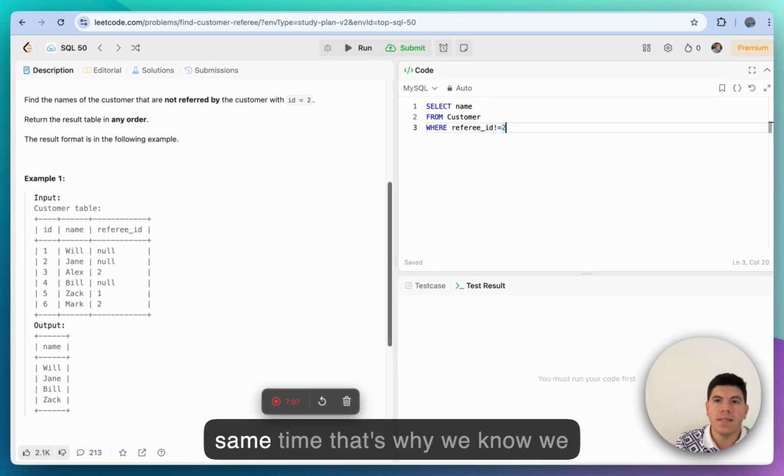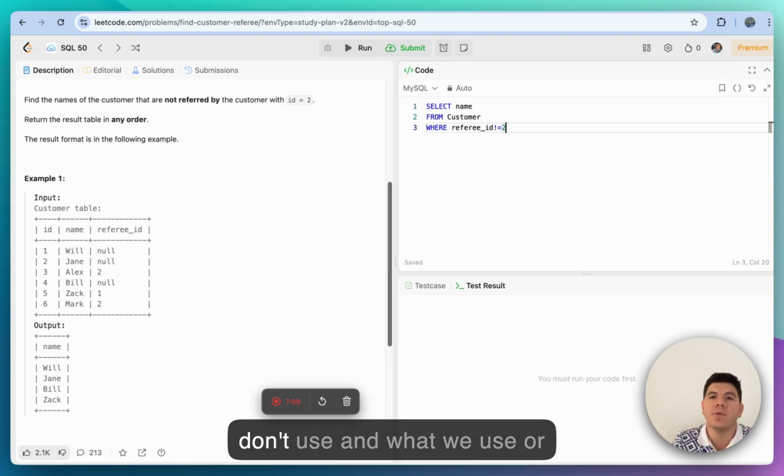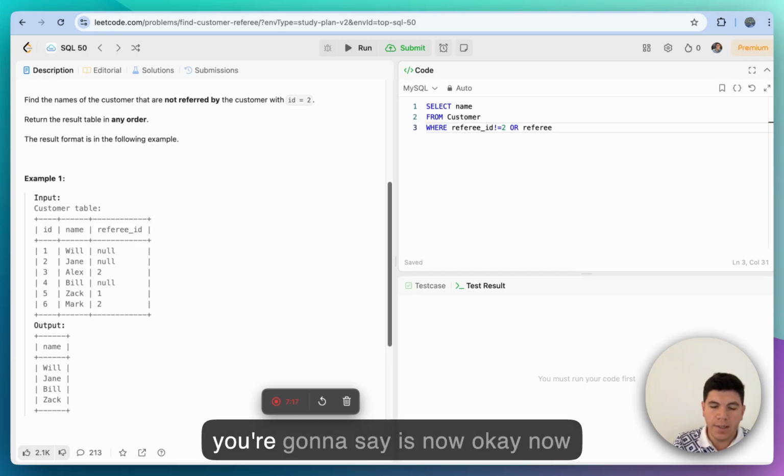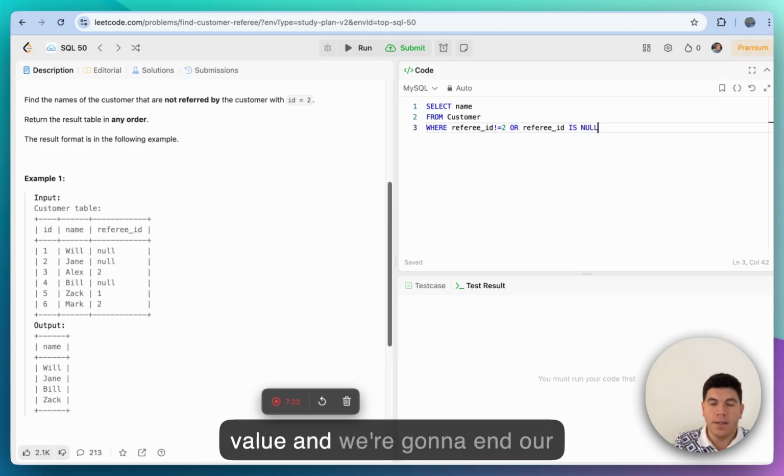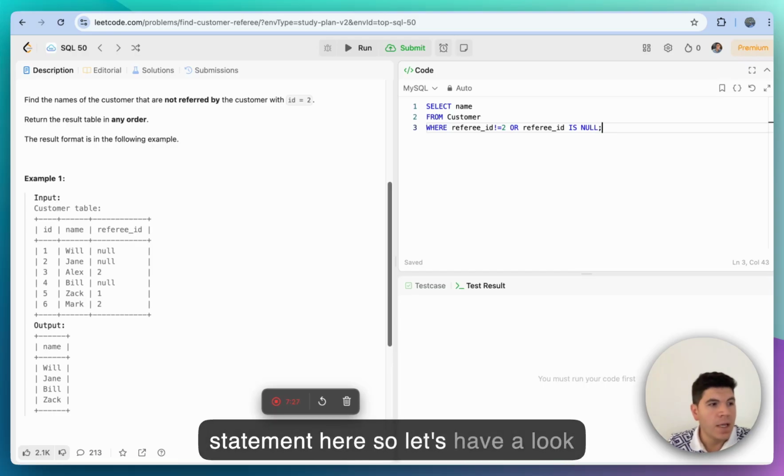It cannot be at the same time. That's why we don't use and, but we use the or statement. Or again, referee ID, we're gonna say is null, okay? Null value, and we're gonna end our statement here.